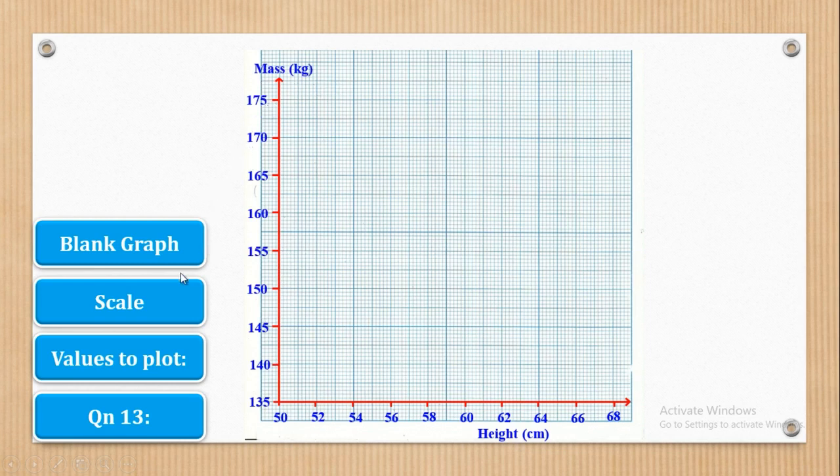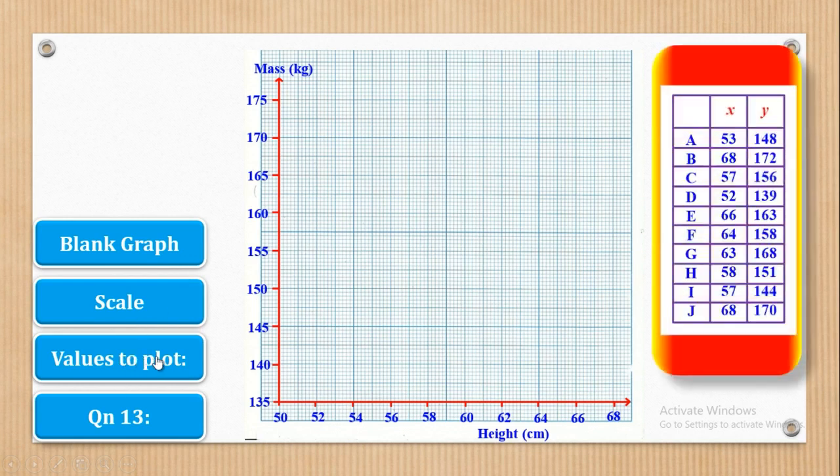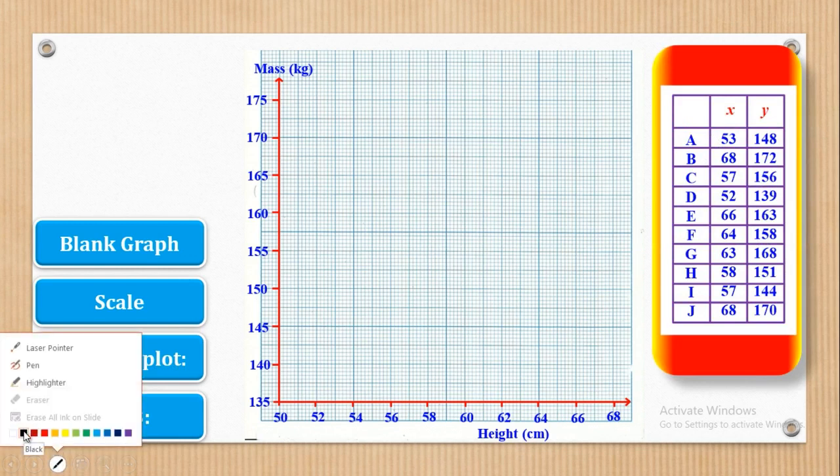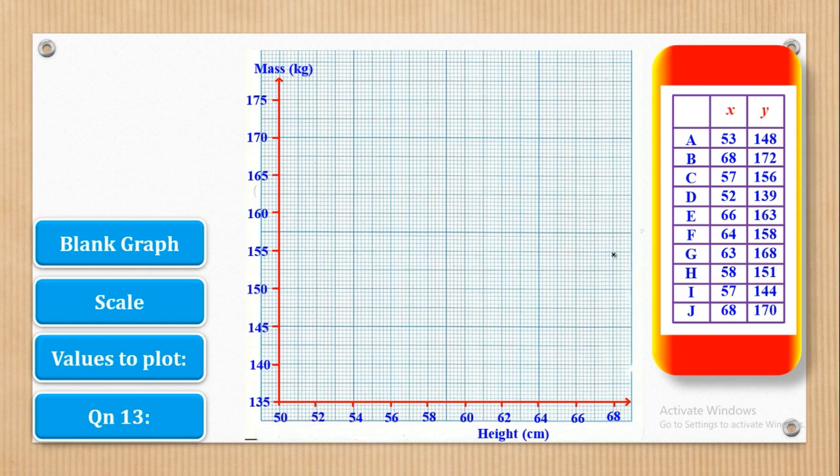Now that we know that, we have to go and plot. These are the values we are going to plot. First of all, you have to plot 53 corresponding with 148. So look for 53 here, and also look for 148, which is somewhere here. Then you plot that point. Now we have plotted that one.